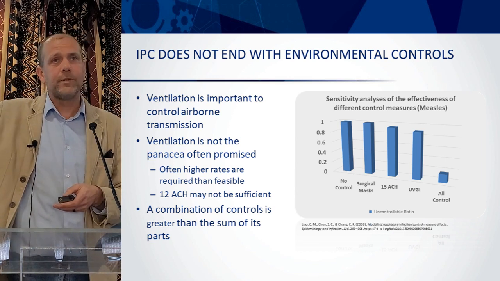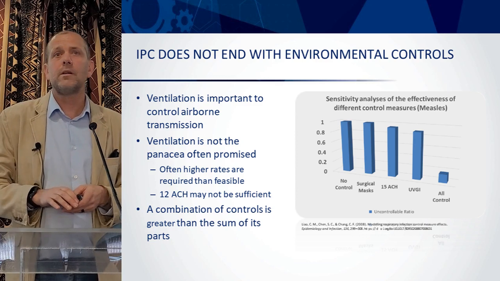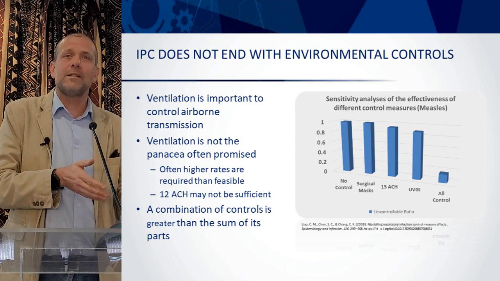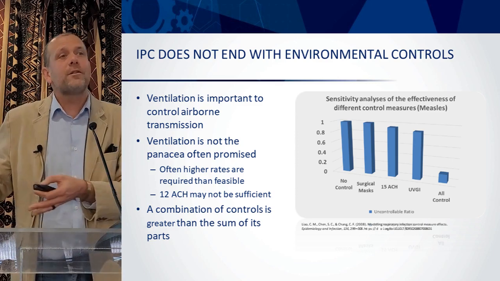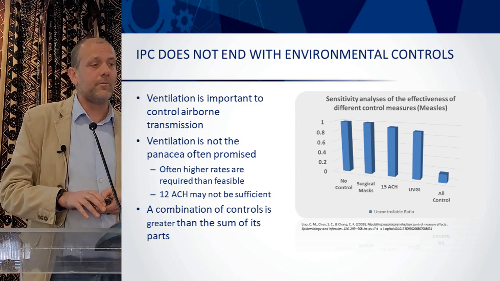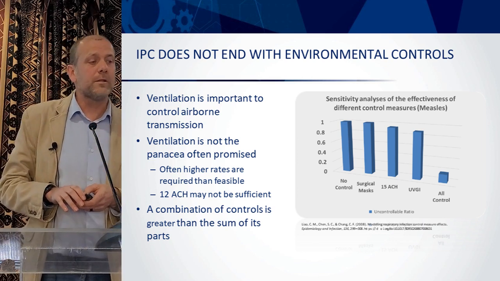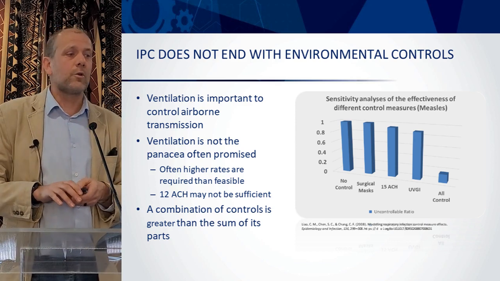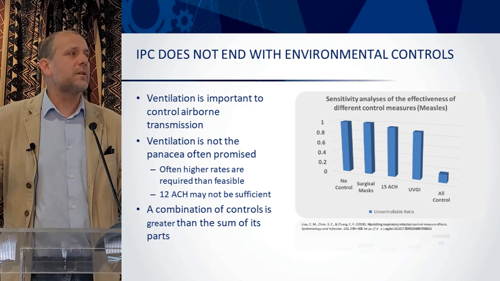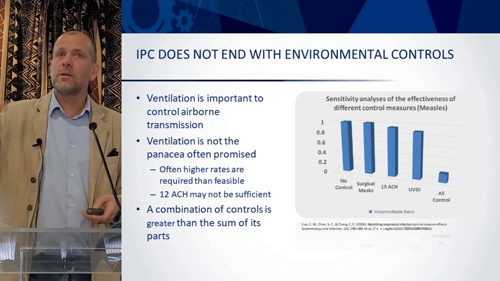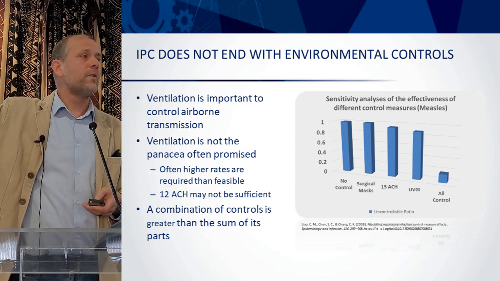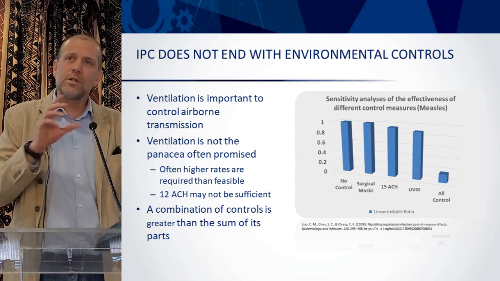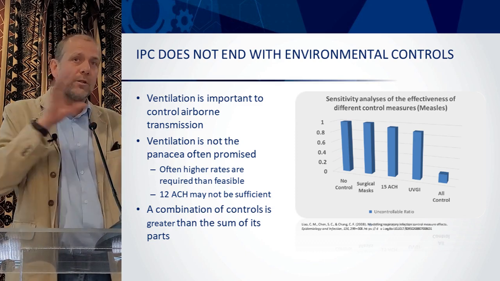You saw that you need 24 million air changes, whatever it was, to protect healthcare workers, whereas if you read some of the guidelines, they say 12 air changes is enough. If you actually do the math, it's far from enough. So it's often not the panacea promised, and higher rates are very often required than what is actually feasible. So we need to think about supplementary systems and other control measures. Remember that ventilation was just a very small corner of that entire picture that I showed you. We've got to get it right, but it's not the whole picture.